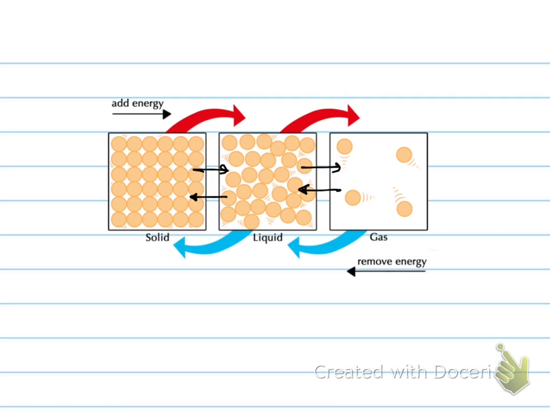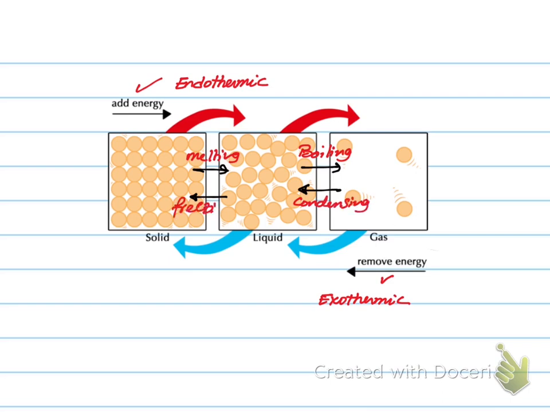The scientific term for adding energy to a substance is called endothermic. So melting and boiling are endothermic processes. And the scientific term for removing energy is called exothermic. So condensing or condensation and freezing are exothermic processes.